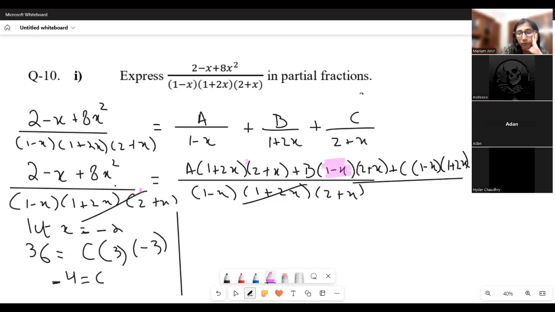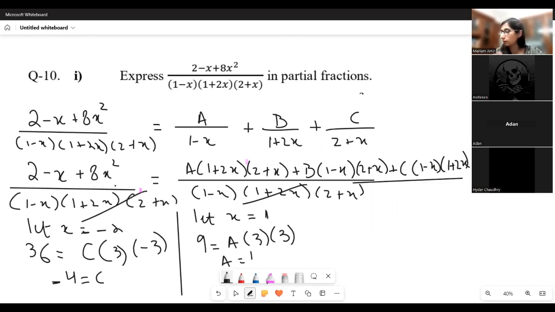Okay. For the next substitution, I can take let x is equals to 1. So that will change this into 0 and make this 0, and we'll be able to find the value of A. So let x equals 1. So we have 2 minus 1 plus 8, which is 9, equals A times 3 times 3. And then the other two terms become 0. So we have A equals 1.